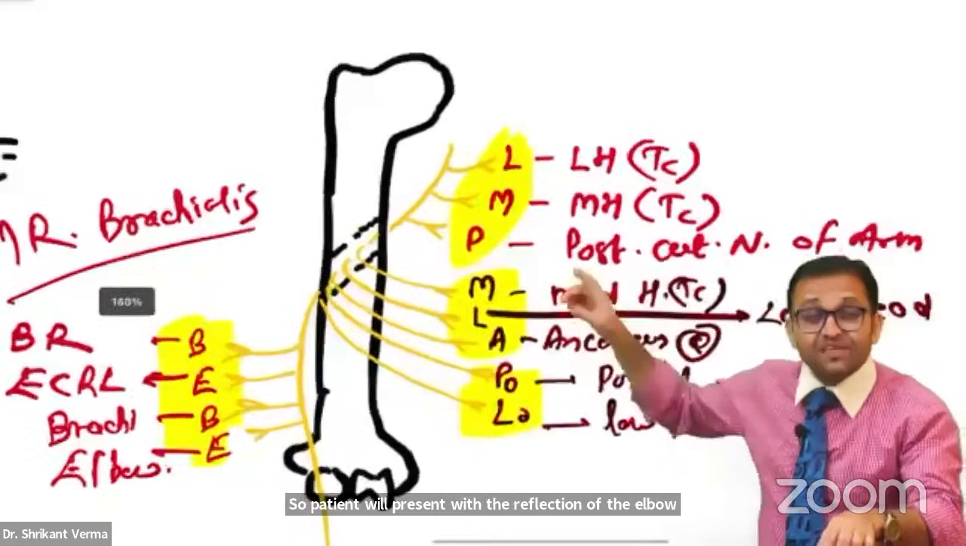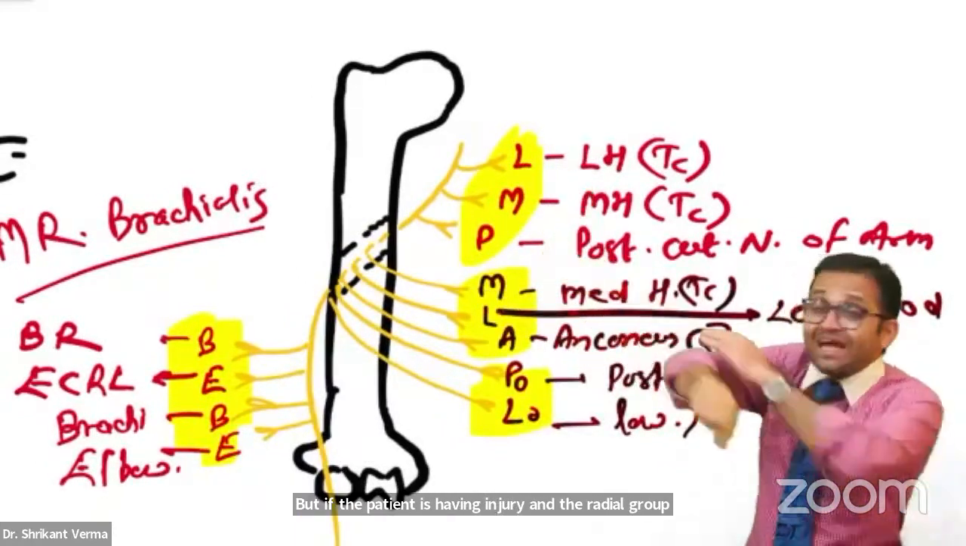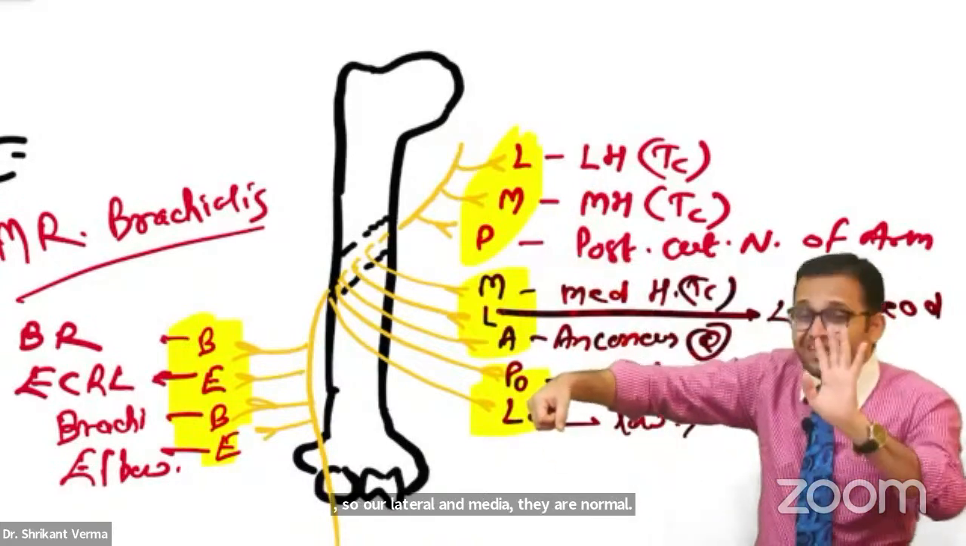But if the patient has an injury at the radial groove, our lateral head and medial head are normal. Triceps is normal, so elbow extension will be near about normal.